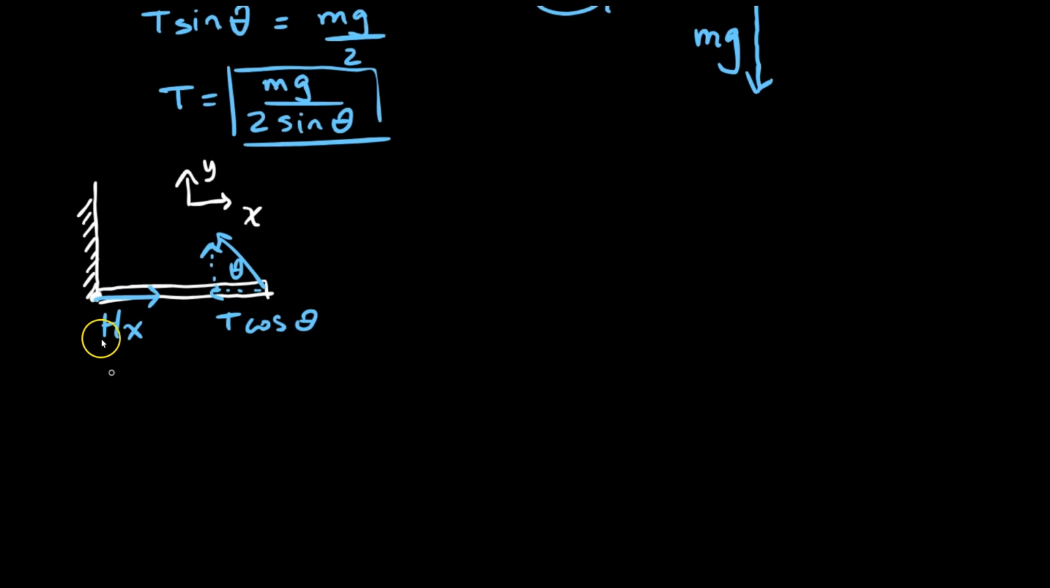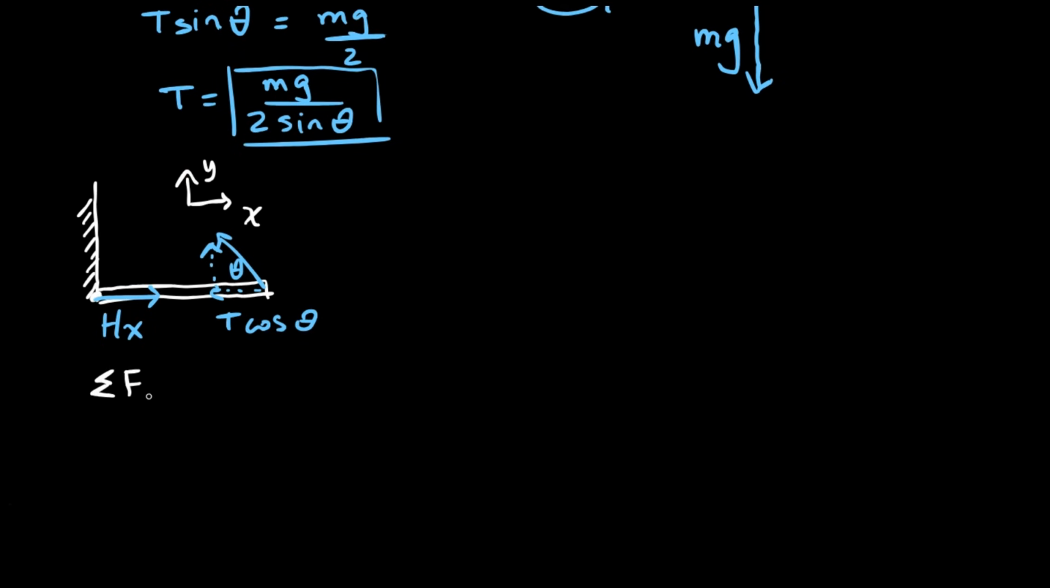Next, we're going to solve for the hinge force. The hinge force has both an x component as well as a y component. The x component of the hinge force will be balancing out the x component of the tension force, and the y component of the hinge force will balance out the weight of the rod as well as the y component of the tension force. We're going to define the positive x direction to the right and positive y direction up.